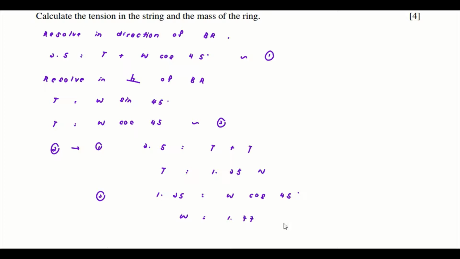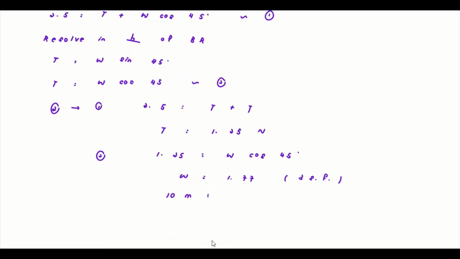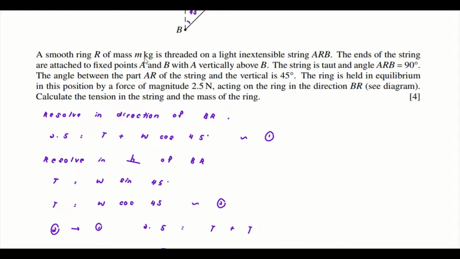1.77. Okay, so this is in 3SF. Then after that, we know that W is mg, right? So 10m here. So 10 is the g, m is what we want to find. So yeah, then 1.77. So this is how we get m equals 0.177. So 3SF. Okay, so this is supposed to be kg. Alright, so that's the idea. Yeah, same thing if you didn't write kg it is fine also, because here the m just represents the value.